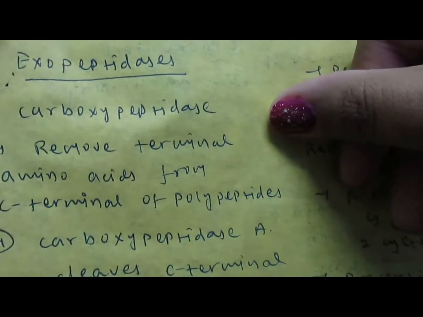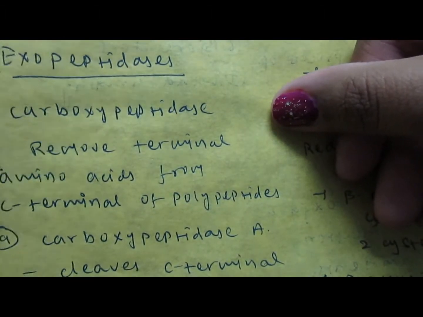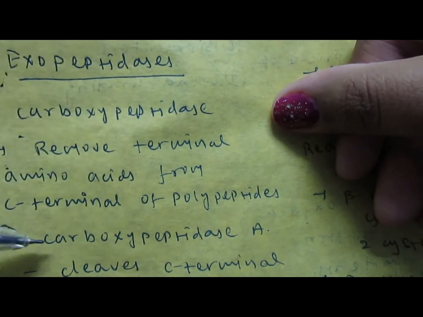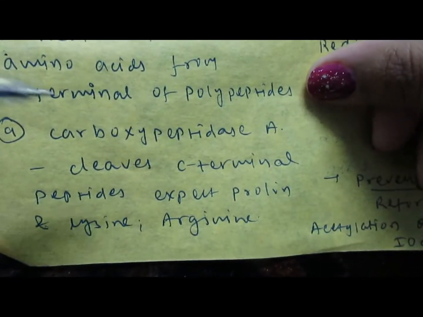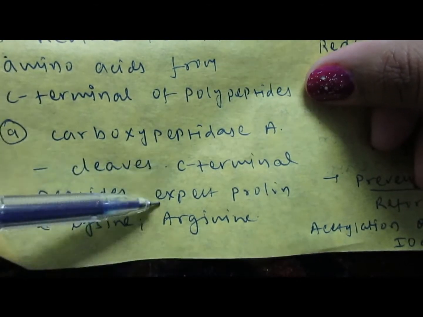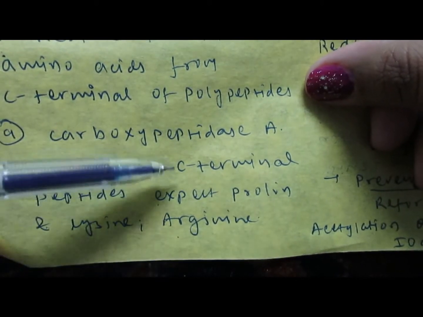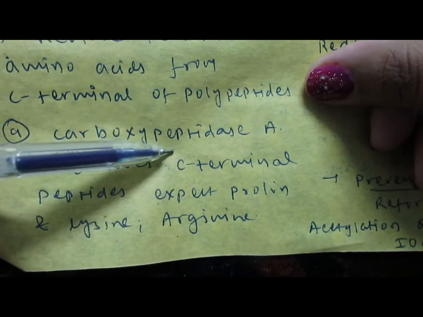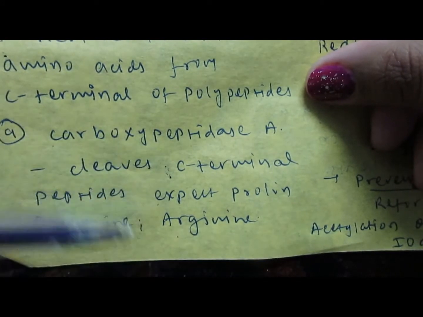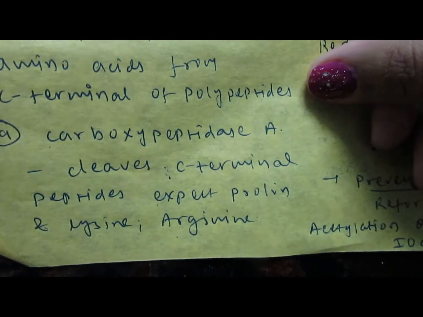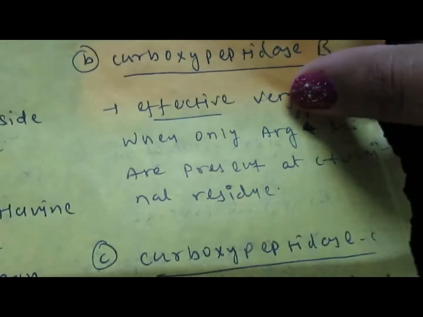Carboxypeptidase basically removes terminal amino acids from the carboxy terminal end of polypeptides, and the subtypes of carboxypeptidase are carboxypeptidase A, B and C. A will work only on the carboxy terminal side, except for proline, lysine and arginine. So all amino acids present at the carboxyl terminal side can be cleaved by carboxypeptidase A, except proline, lysine and arginine. Okay.